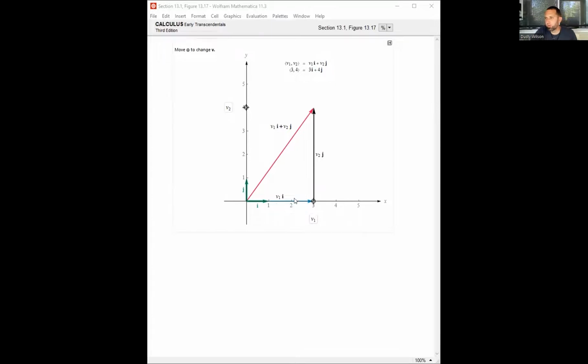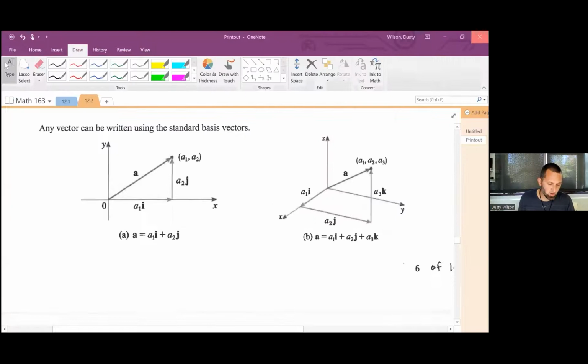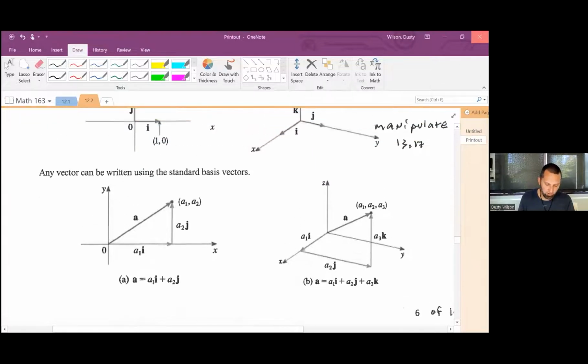Notice that we can think about 4 along the x-axis as being the same as 4i here. And you can think about whatever your length is along the y-axis, maybe v2 equal to 3. If this is j, then 3 in the y direction would be 3 j's: j, j, j. And so 4, 3 is the same as 4i plus 3j. So as we just said, any vector can be written using the standard basis vectors.